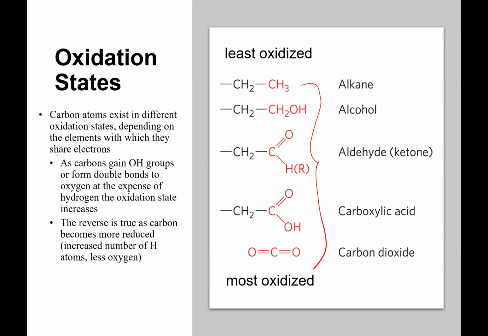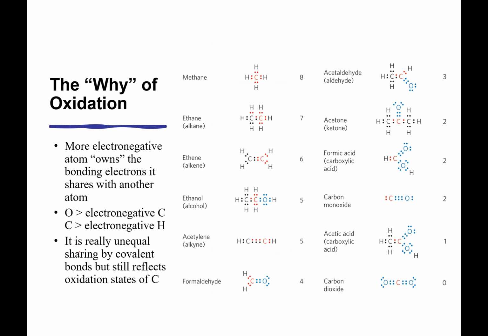So just to reiterate, as carbons gain oxygens in the form of, let's say, an OH group, or forming double bonds, which also count, the more double bonds we have, the more oxidized the carbon is. And these always happen at the expense of hydrogen, right? So that means the oxidation state is going up, and then the reverse is true: more reduced as we have fewer oxygens and more hydrogens. We can actually assign oxidation numbers, but I'm not as concerned about that.